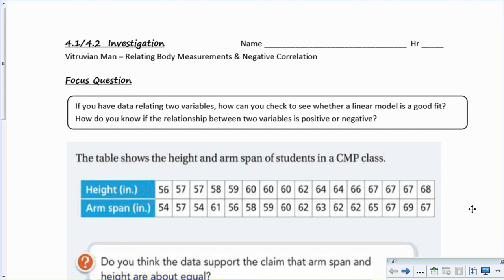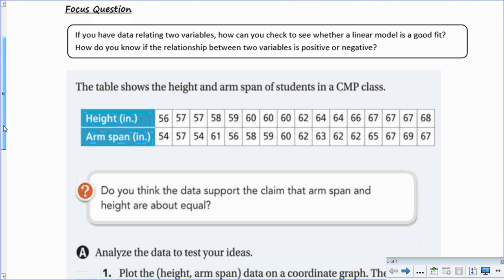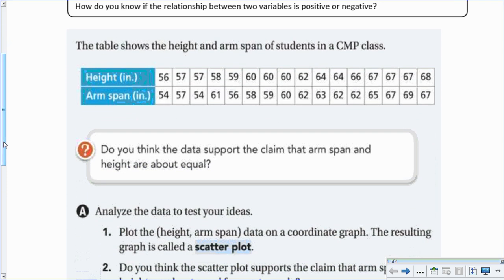So it says here our focus is: if you have data relating two variables, how can you check to see whether a linear model is a good fit? How do you know if the relationship between two variables is positive or negative? If you take a look at our first table, we're dealing with arm height, how tall you are, to arm span. So basically when you widen your arms out, fingertip to fingertip. That's what we're comparing. They got these random heights in inches, anywhere from up to 68 as low as 56, and the arm spans to match.